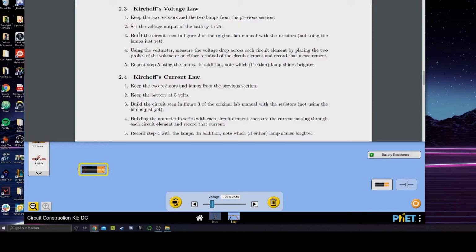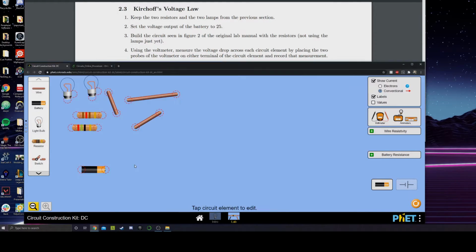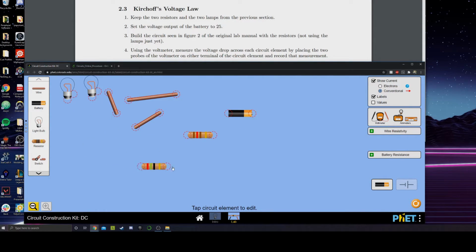Now we are told to build the circuit seen in figure 2 of the original lab manual with the resistors, not using the lamps just yet. And basically it's going to be these 2 resistors built together with this battery in series. So I'll just build that real quick.